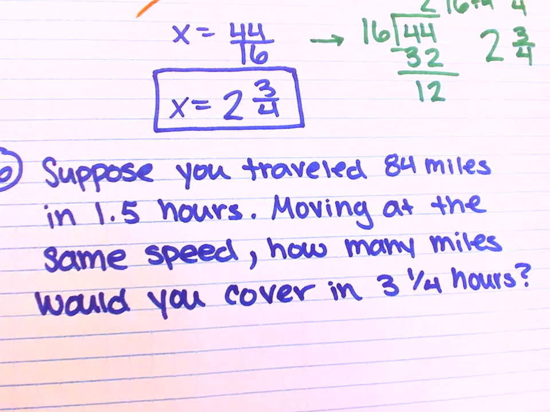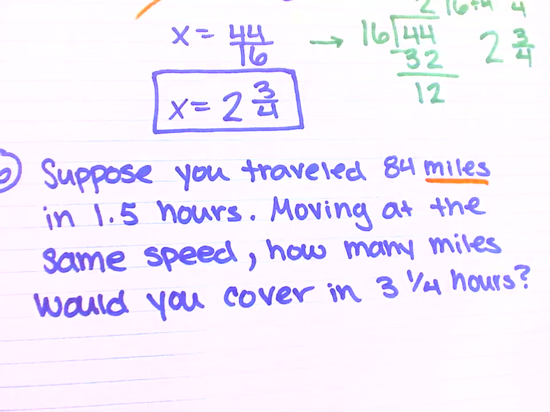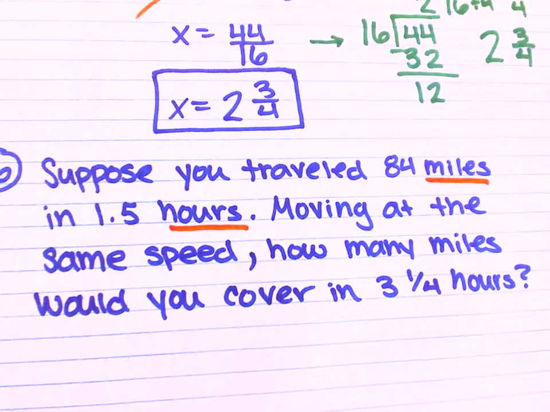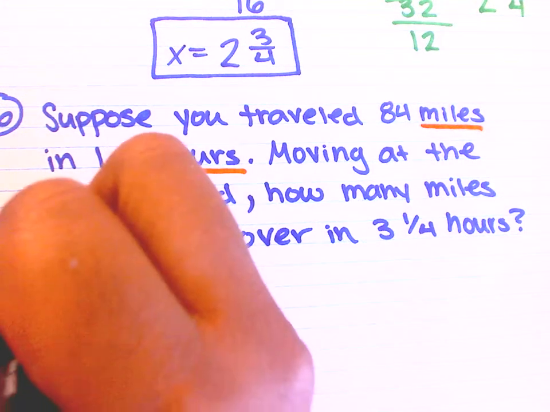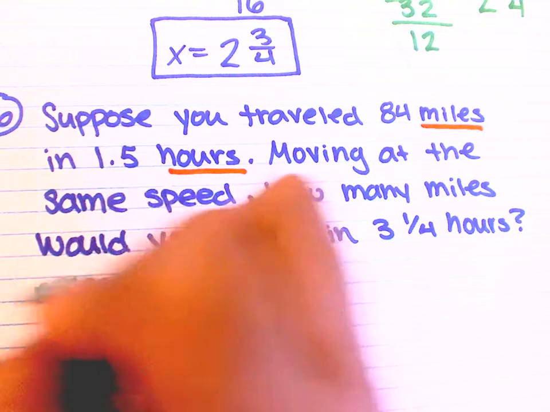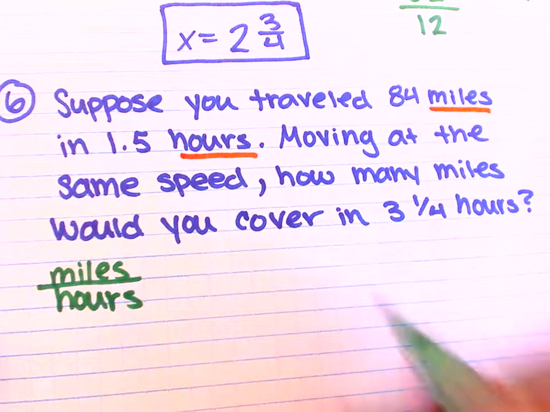Suppose you traveled 84 miles in 1.5 hours. Moving at the same speed, how many miles would you cover in 3 1/4 hours? This is going back to the definition of rate, right? Using two different types of mediums, right? So in this case, I'm looking at the problem and I go, I'm using miles and hours. So I'm going to write that down. I'm using miles to hours.